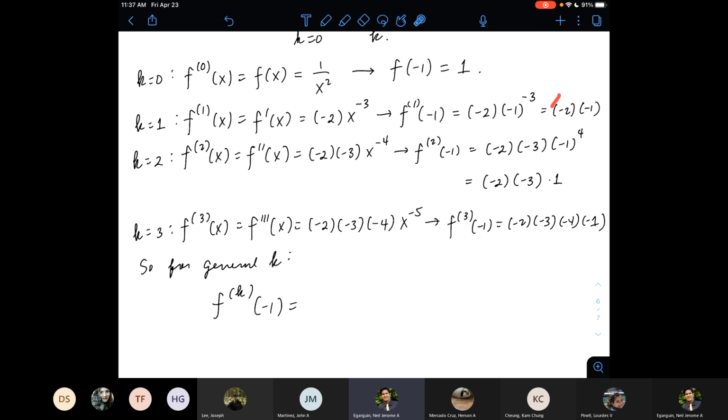Oh, that's 2 factorial. When k is 2, we get 1 times 2 times 3. Oh, we'll have 3 factorial. For k equals 3, we have 1 times 2 times 3 times 4. That's going to be 4 factorial. So what do you think will happen if we have a kth derivative? I hope you see the pattern. When k equals 1, you'll have 2 factorial. When k equals 2, we'll get 3 factorial. When k equals 3, we get 4 factorial. So if you are on the kth derivative, we're going to get k plus 1 factorial. Do you guys agree? Or do you see the pattern?